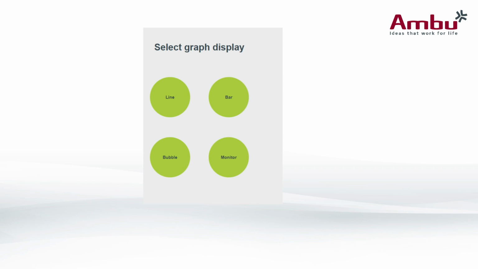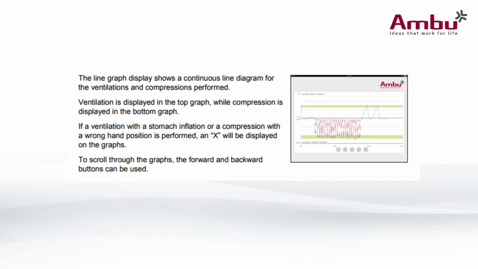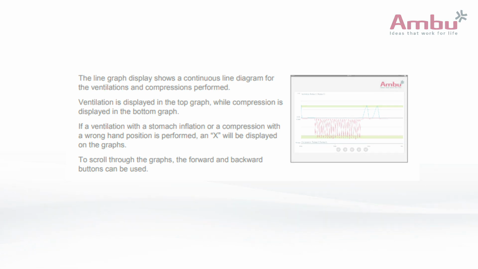With AmbuMan Advanced, trainees can select up to 4 viewing modes for CPR feedback: a line graph, a bar graph, a bubble graph, or a patient monitor. The line graph shows continuous line diagram for ventilations and compressions. In this view, if you have a wrong hand position, or if your ventilations are going into your stomach, an X will be displayed on the graph.